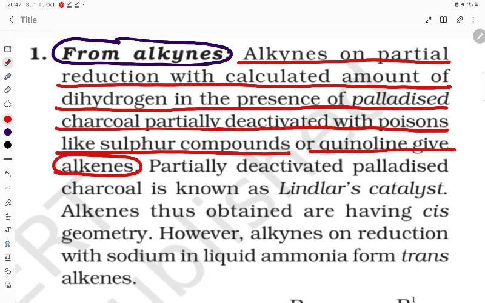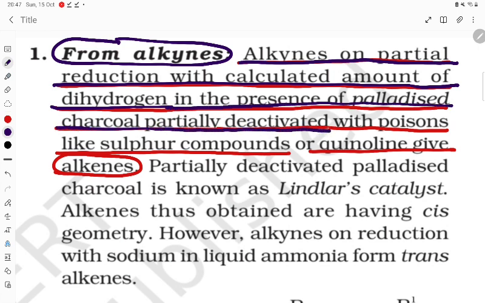So students, what we are taking here, kindly see, the alkynes on the partial reduction with the calculated amount of dihydrogen. We have to take the calculated amount of dihydrogen in the presence of palladized charcoal partially deactivated with poisons like the sulfur compound. That compound is what? You can take the quinoline. So it will give the alkene.